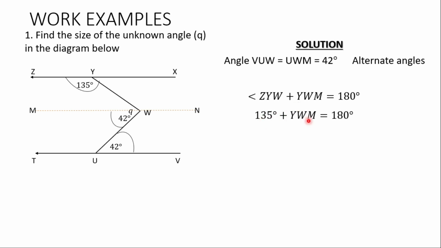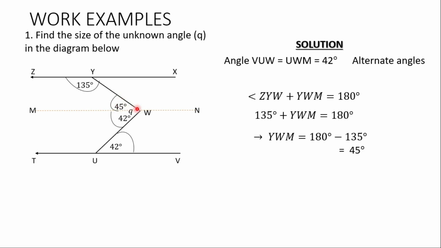So 130 plus angle YWM is equal to 180 degrees, and then you make angle YWM the subject by sending the 130 across the equation, it becomes negative, and then you have 45 degrees. So this angle over here is 45 degrees.